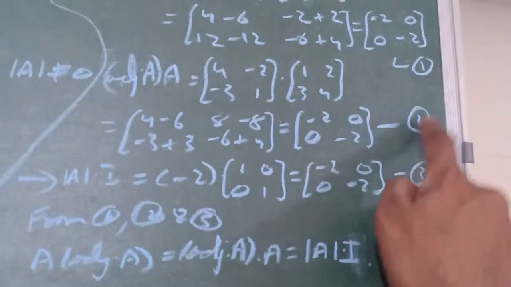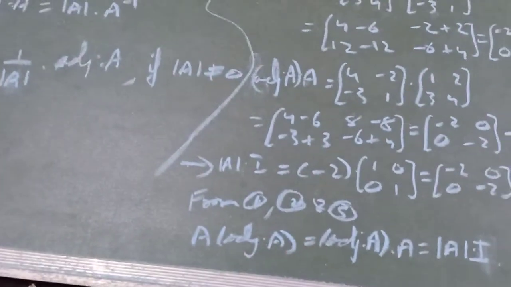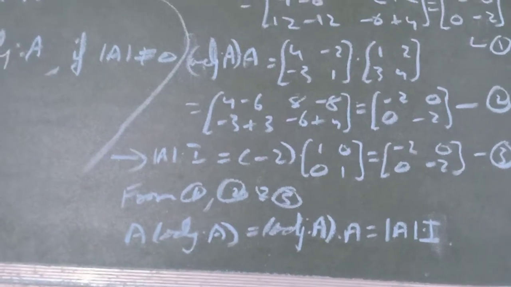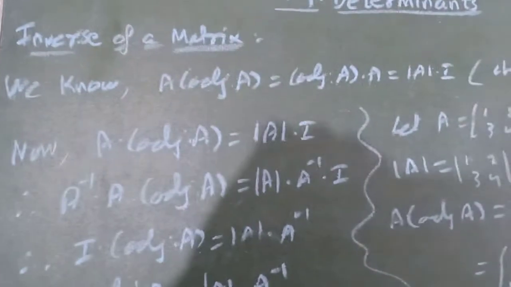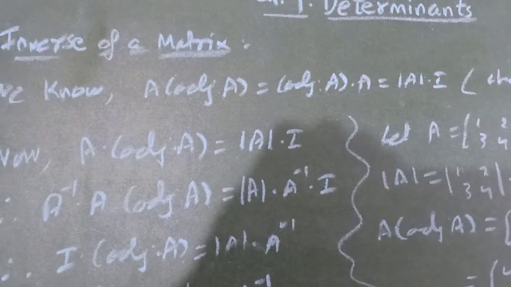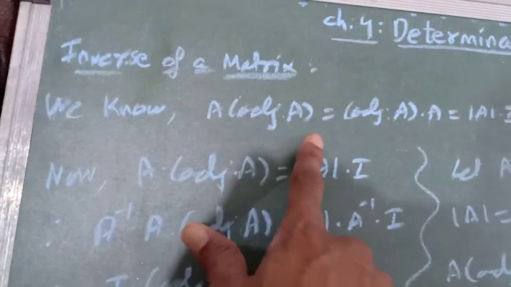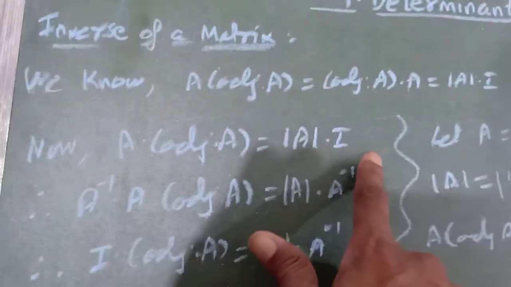So from 1, 2 and 3, what can we say? A into adjoint of A is equal to adjoint of A into A, which is equal to determinant of A into I. So we understood that. Here we start with A into adjoint of A is equal to determinant of A into I.